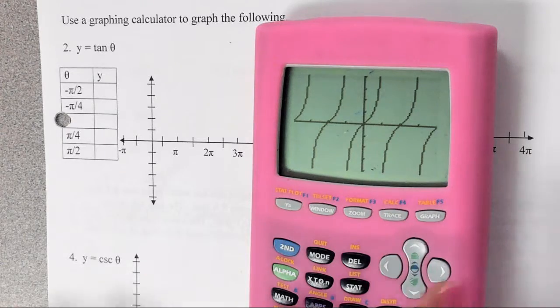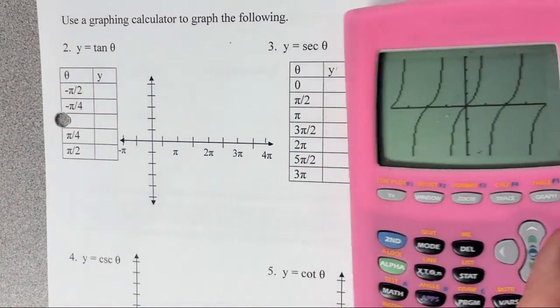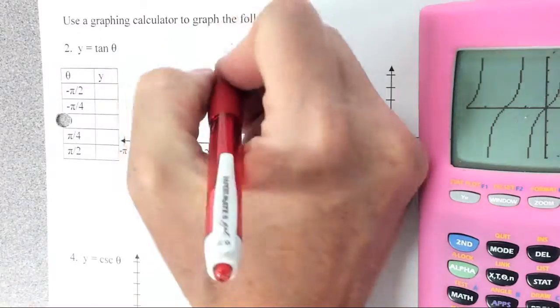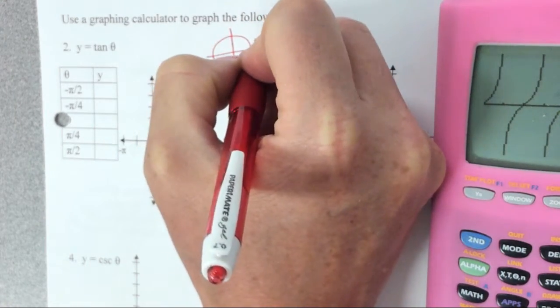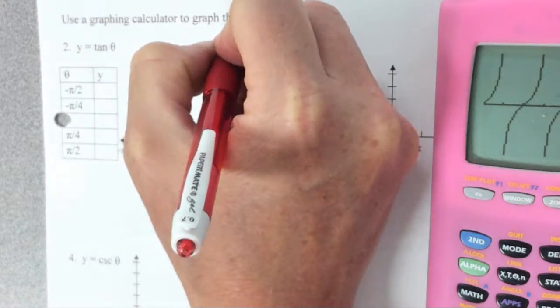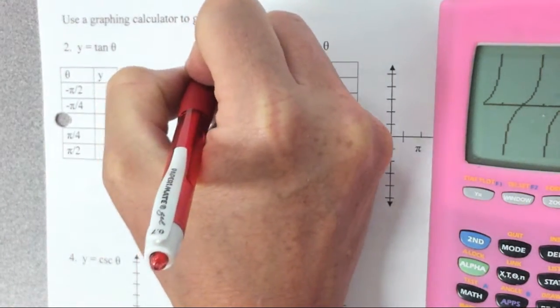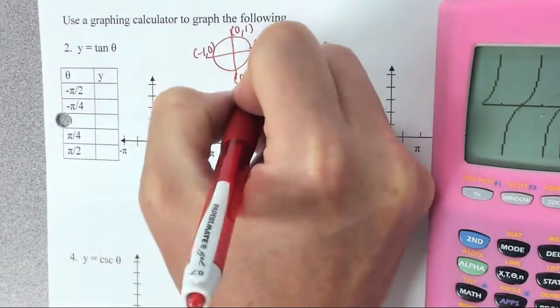And? Good job. He's correct. At negative pi over 2 and pi over 2. Here's the reason why. Just a real quick explanation as to the reason why. This point right here is 1, 0. This point is 0, 1. Negative 1, 0. 0, negative 1.